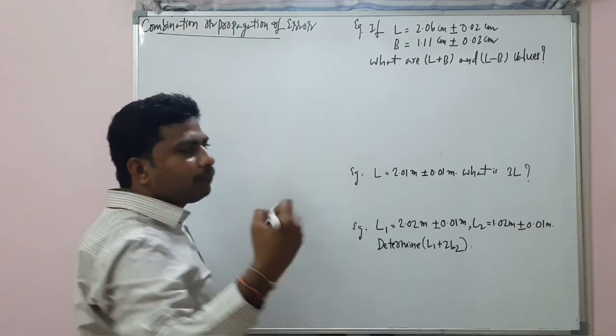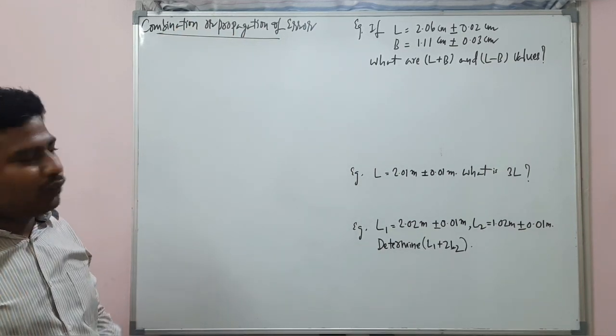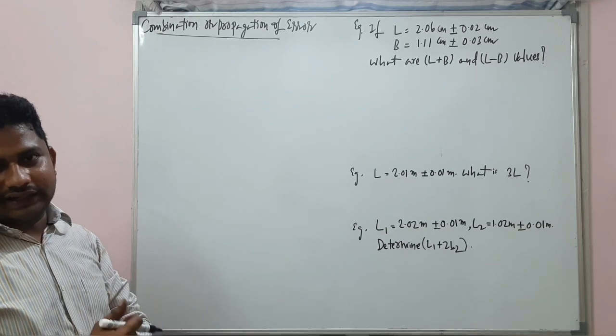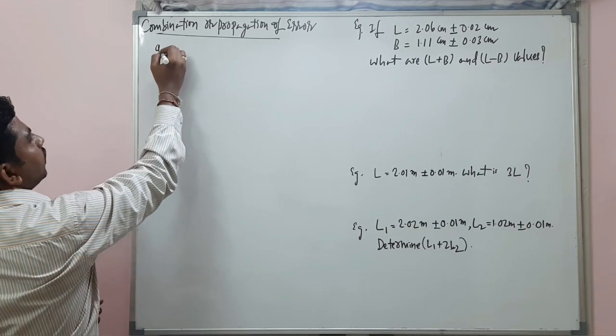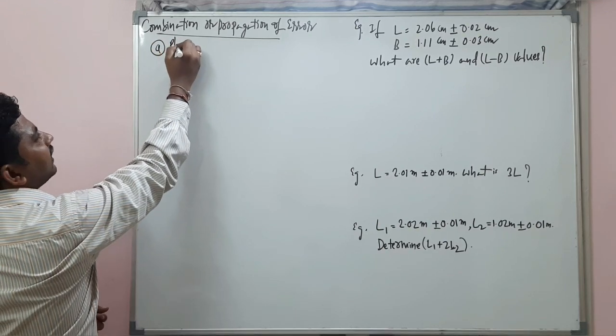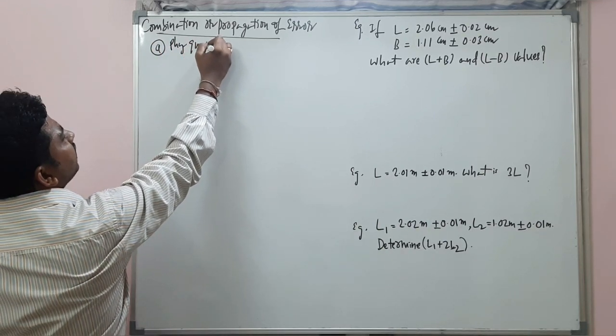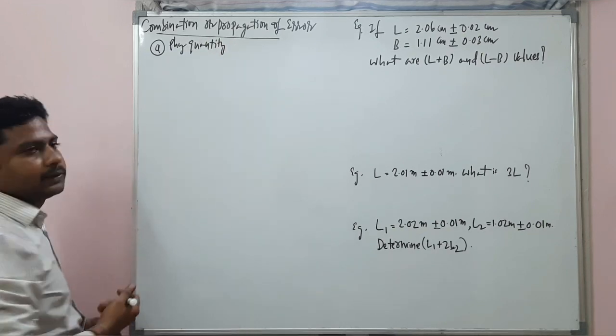Combination or propagation of errors. What is meant by the propagation of the error? For example, let's take a physical quantity A. A is a physical quantity.